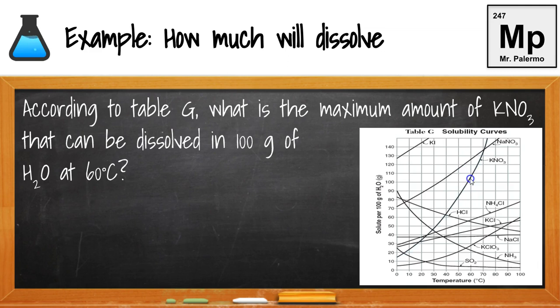So I'll highlight that first. And then look at our 60 Celsius, which is right here. I'm going to go up to the line, and then I'm going to go across and see how much at the saturation point I could dissolve. If you look across here, it's approximately, I would say, 108. So that means we can dissolve approximately 108 grams of potassium nitrate at 60 degrees Celsius. And these are approximations, and you're given a little bit of a range when you give an answer.